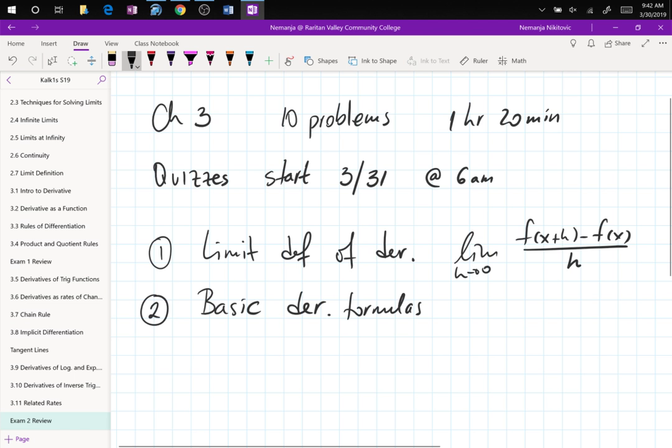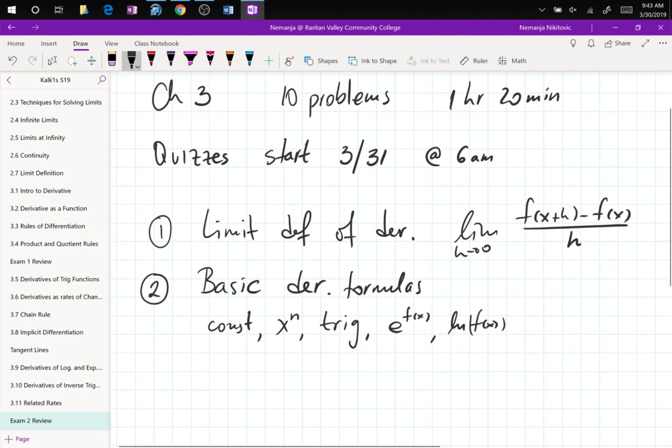We have constant, x to the n. Then we have all the trig ones. We have e to the, let's say, f of x. We have ln f of x. We have, what else is there in basic? I don't know, I'll add if I remember.